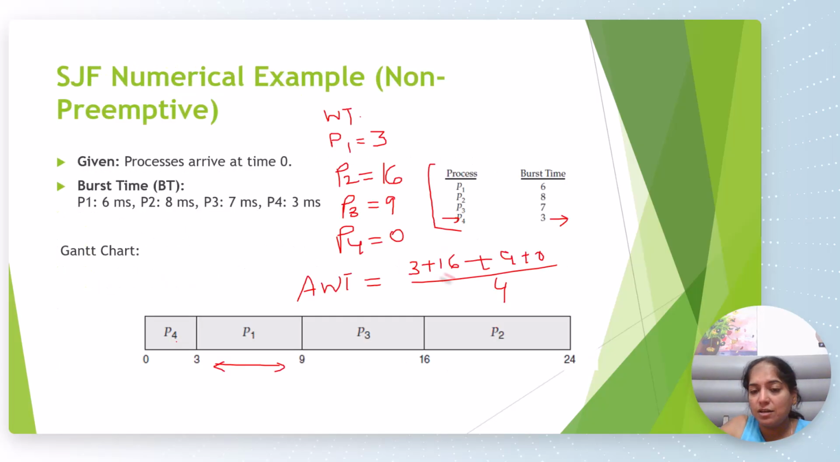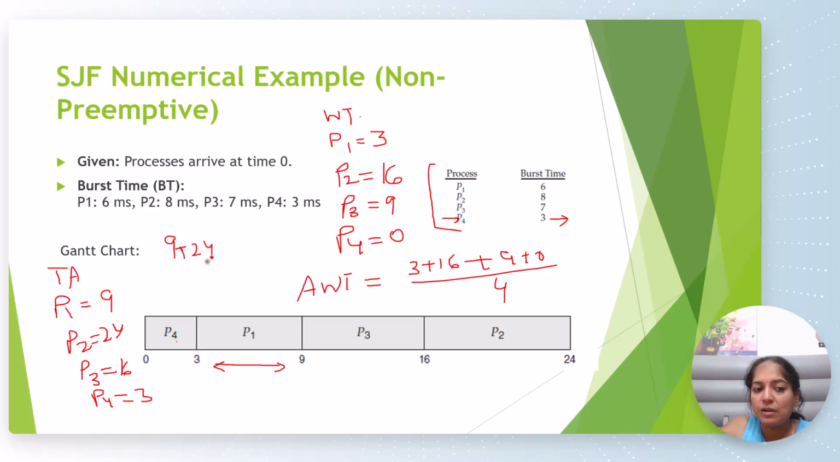If we check the turnaround time, the turnaround time for P1 is 9. The turnaround time for P2 is 24. The turnaround time for P3 is 16 and the turnaround time for P4 is 3. So the average turnaround time is 9 plus 24 plus 16 plus 3 divided by 4, which you can calculate. So this is your average turnaround time.